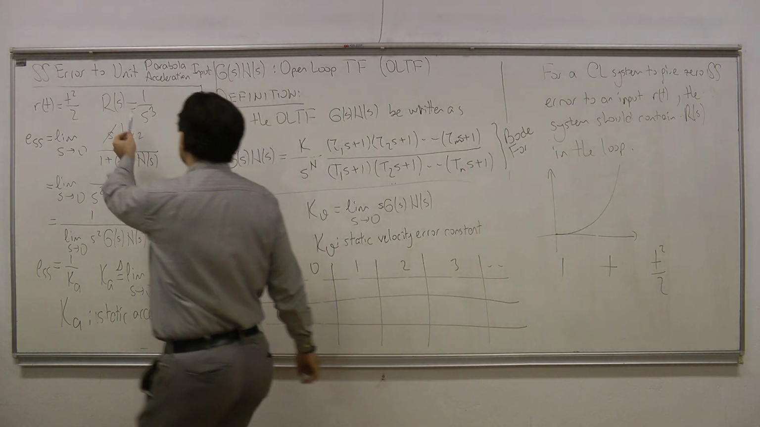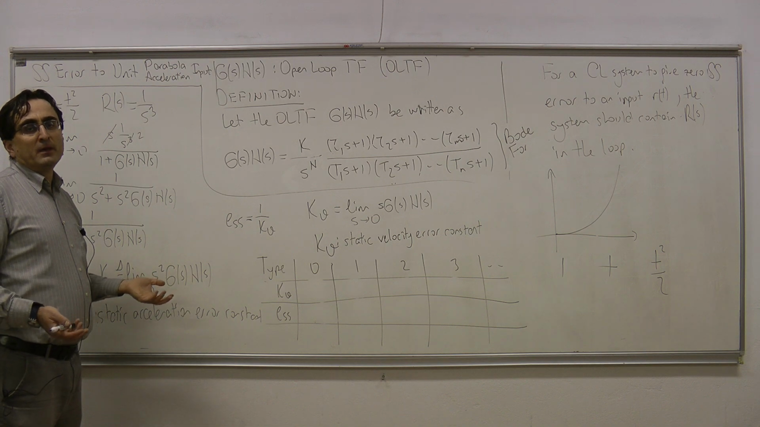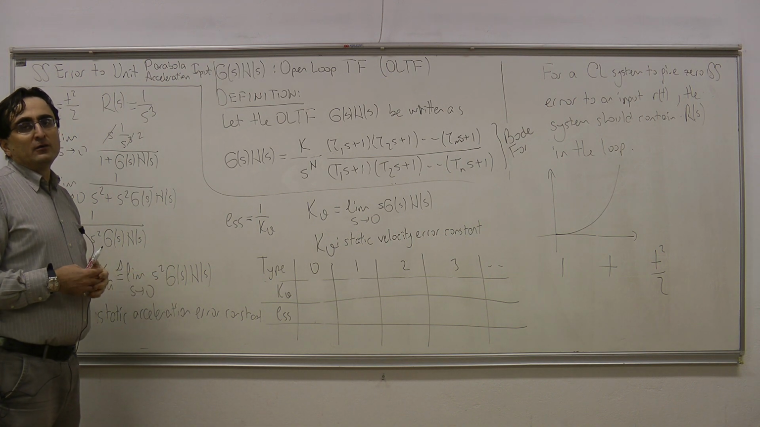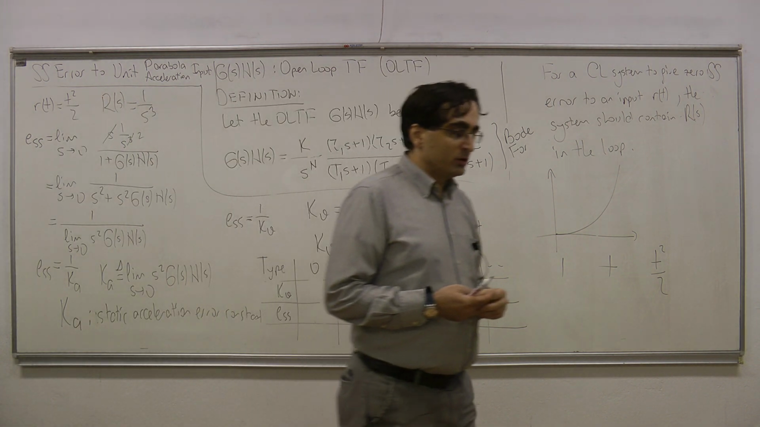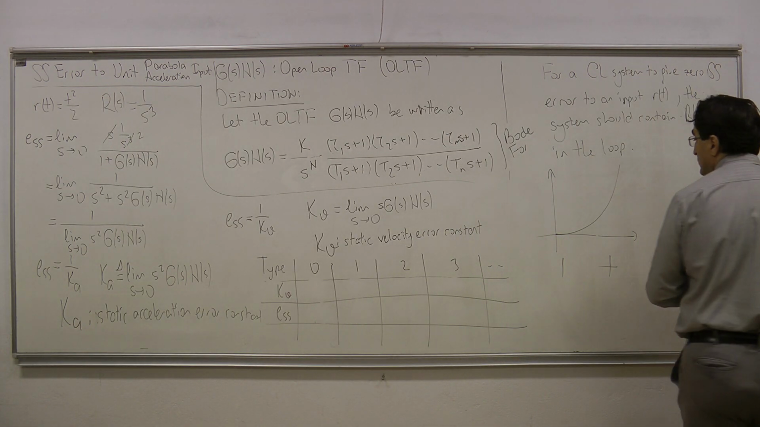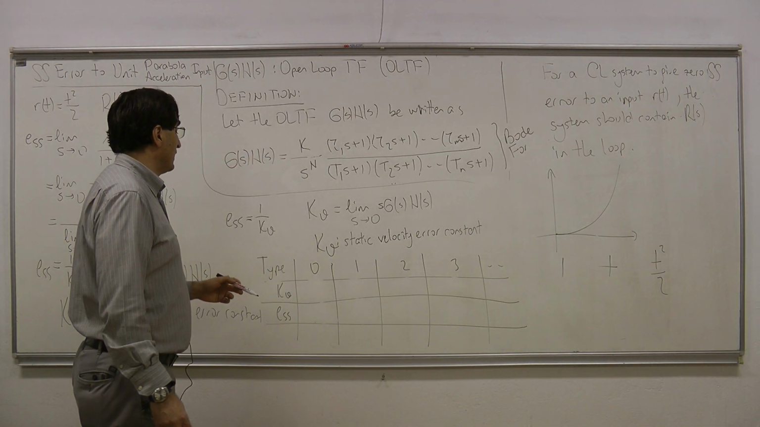So R of s in this case is 1 over s cubed. So the type of the system should be at least 3 for that system to give zero steady state error to unit parabola or unit acceleration input. Now let us look at the cases.